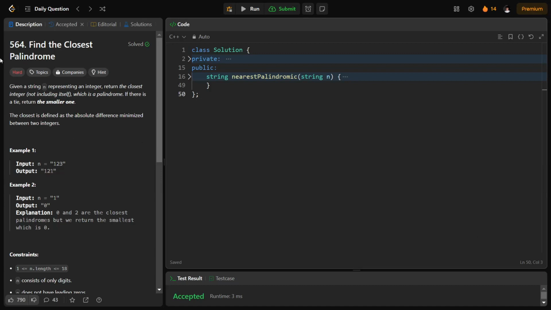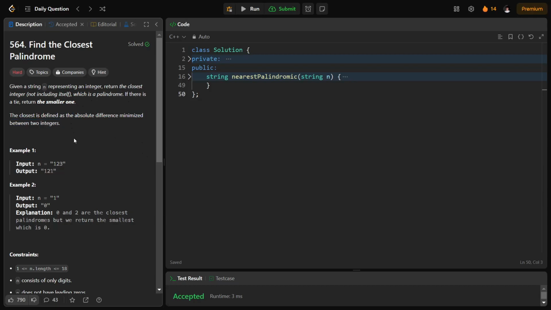Given a string n representing an integer, return the closest integer, not including itself, which is a palindrome. So given an n, we need to find a palindrome which is not itself. If there is a tie, return the smaller one. This is what makes this problem a bit more challenging. And the closeness of two integers is defined as the absolute difference between the two integers.